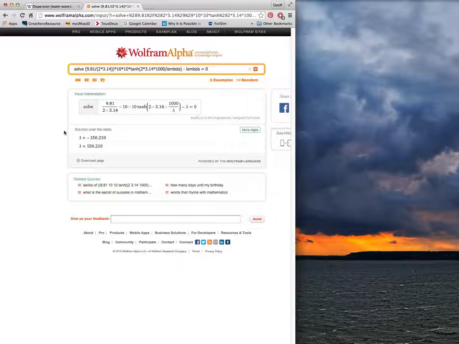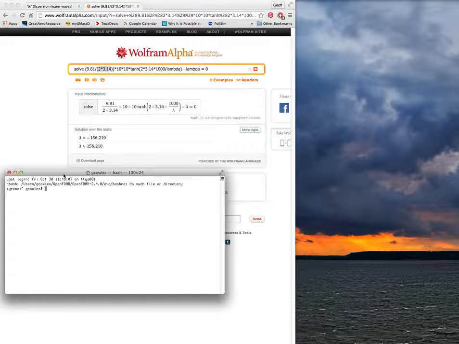Now, I see it's written it out a little bit better here. Actually, you can see it more explicitly. 9.8 over 2 times pi, and I put the 2 times pi in parentheses so it executes that in the denominator here. But I could pre-compute this whole constant and then stick it here. Times 10 times 10 tanh 2 pi h over lambda, minus lambda equals 0, and it comes up with a lambda of 156.21.